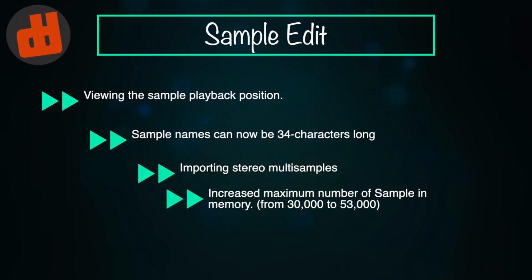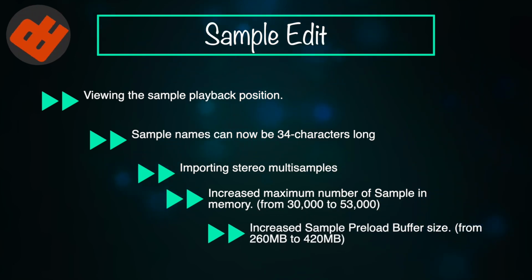Increased maximum number of samples in memory. The maximum number of samples that can be loaded in memory has been increased from 30,000 to 53,000. Increased sample preload buffer size. The preload buffer size has been increased from 260 megabytes to 420 megabytes. This means that you can now load more samples in memory and have more samples play directly from the preload buffer.